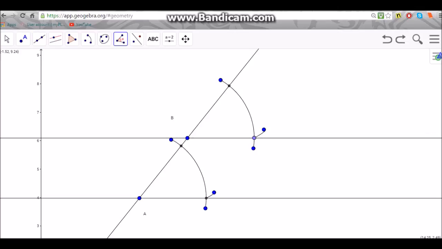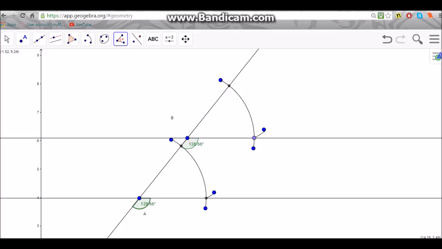Okay, so now that we've created our parallel lines, we're going to prove that they are indeed parallel. So what we're going to do is measure an angle on line B, and there you can see it's 128.66 degrees. Now we're going to measure the corresponding angle on line A, and as you can see, that angle will also be 128.66 degrees, which proves that these lines are indeed parallel.